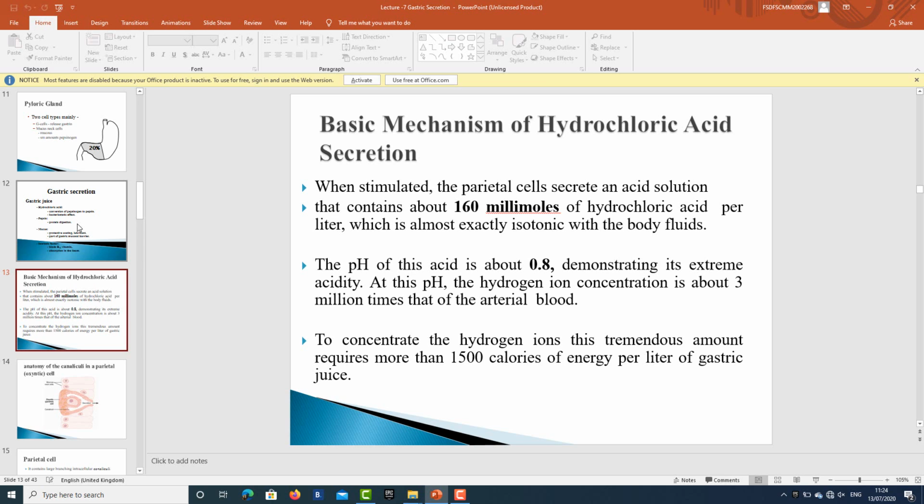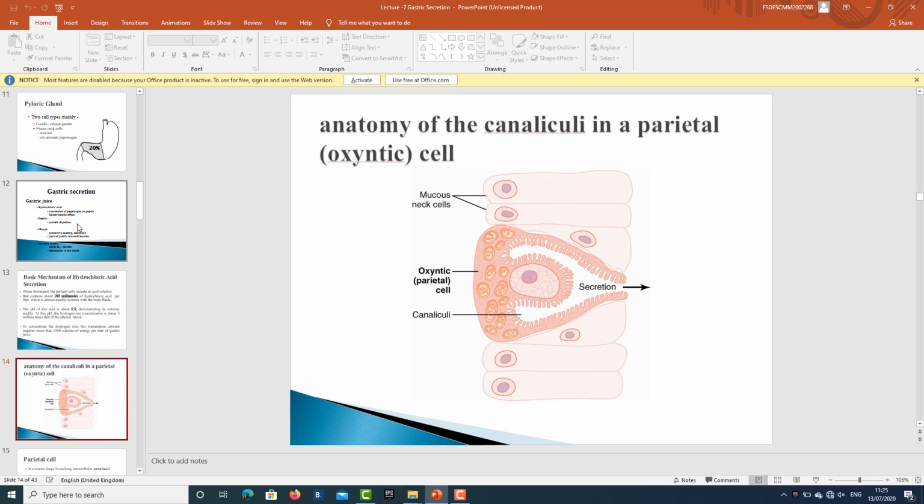So to concentrate this hydrogen ion, a tremendous amount of energy is required. If energy is required, obviously it is an active transport process, so more than 1500 calories of energy per liter of gastric juice is required here.